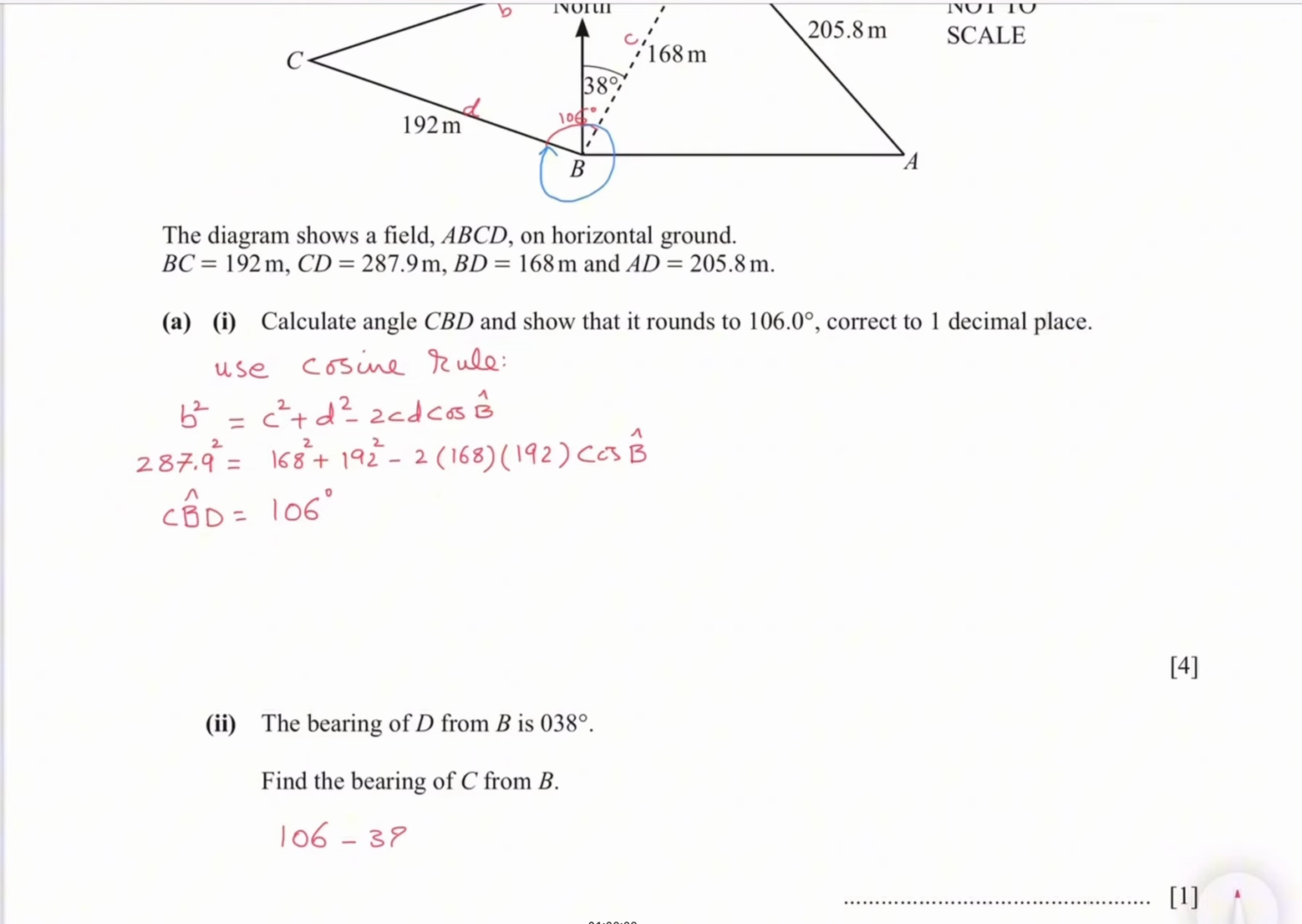So 106 minus 38, we will get 68. Now we have to subtract this value 68 from 360 degrees, and that would be our bearing, 292.